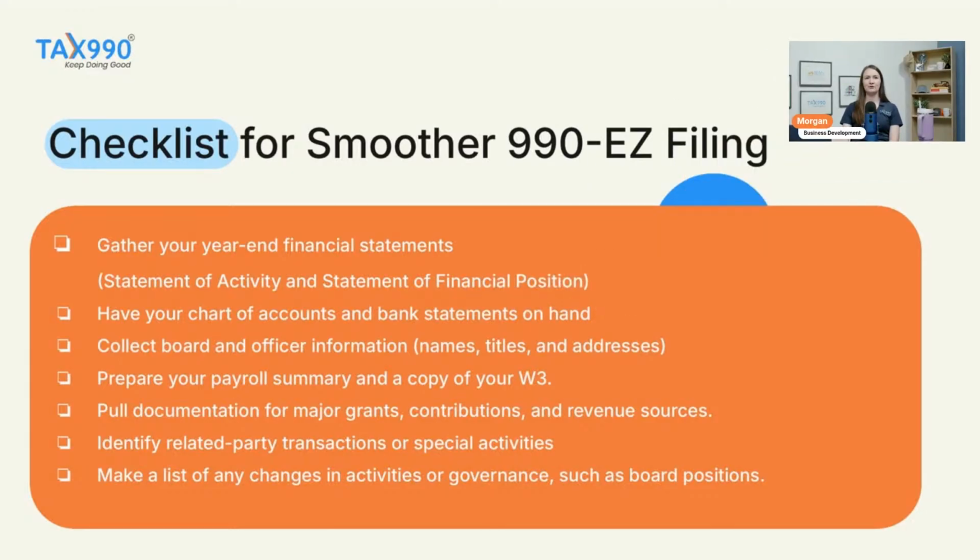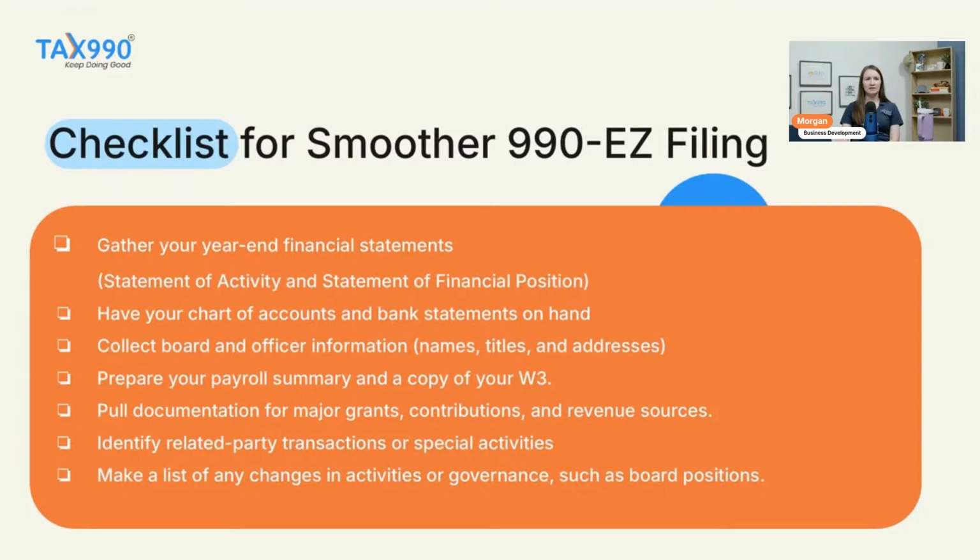Before you begin your 990-EZ filing, take a few minutes to gather everything that you'll need. Have your financial records, governing documents, employee and officer information, as well as any supporting details for your revenue, expenses, and balance sheet items ready. A quick checklist at the start can save time, reduce errors, and make the 990-EZ process much smoother.